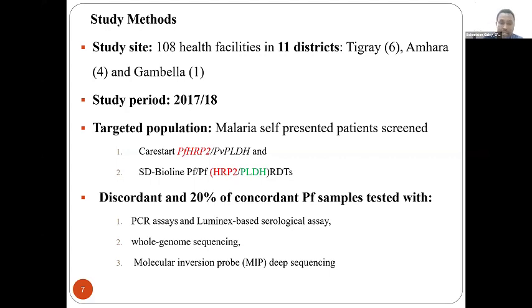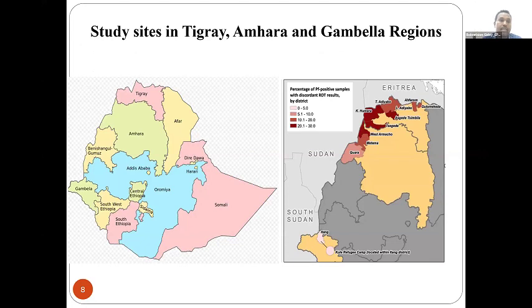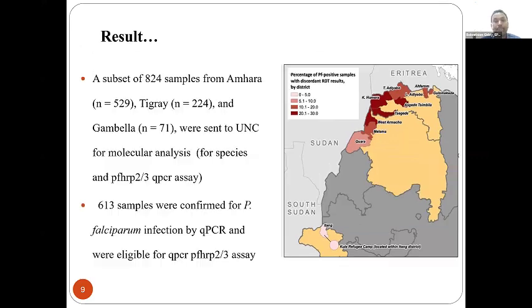Whole genome sequencing and molecular inversion probe deep sequencing have been analyzed with the different partners. This is the map of the regions in Ethiopia, and the red colors on the right side show the areas where this study was conducted, bordering Eritrea, some part of Sudan, and South Sudan from Gambella.